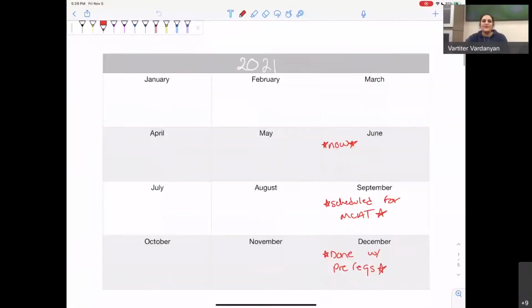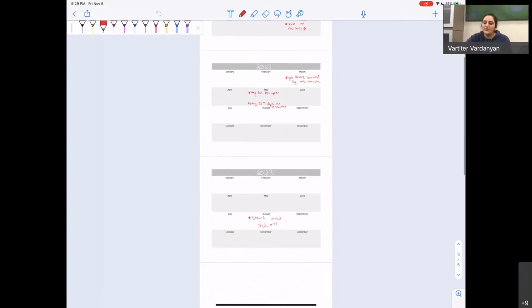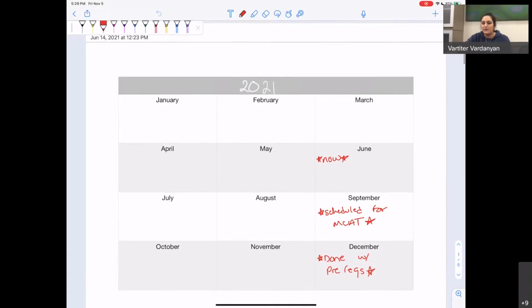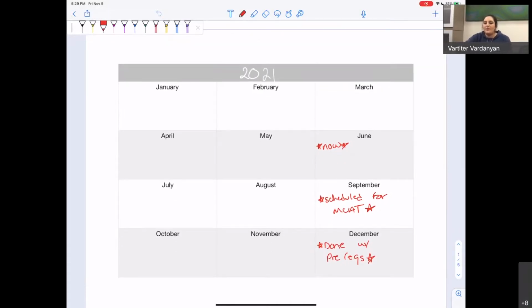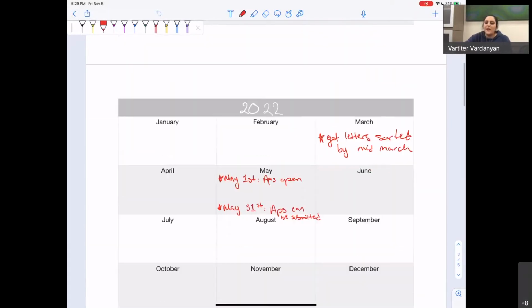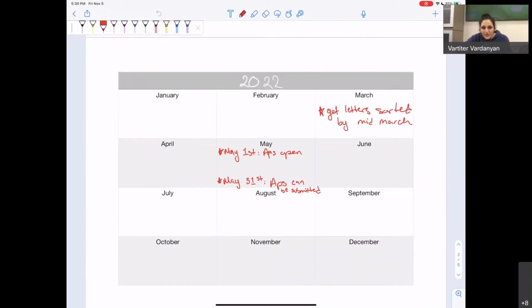Okay. So I did something super easy like this. Ta-da. So I put the day for my MCAT. I put the time when I need my pre-recs done, when I need my letter of recs done. Know when the application cycle starts, when they can be submitted. So May 1st, the application opens, and then May 31st, applications can be submitted. So you're allowed to work on your applications between May 1st and 31st. You just can't submit until the 31st.